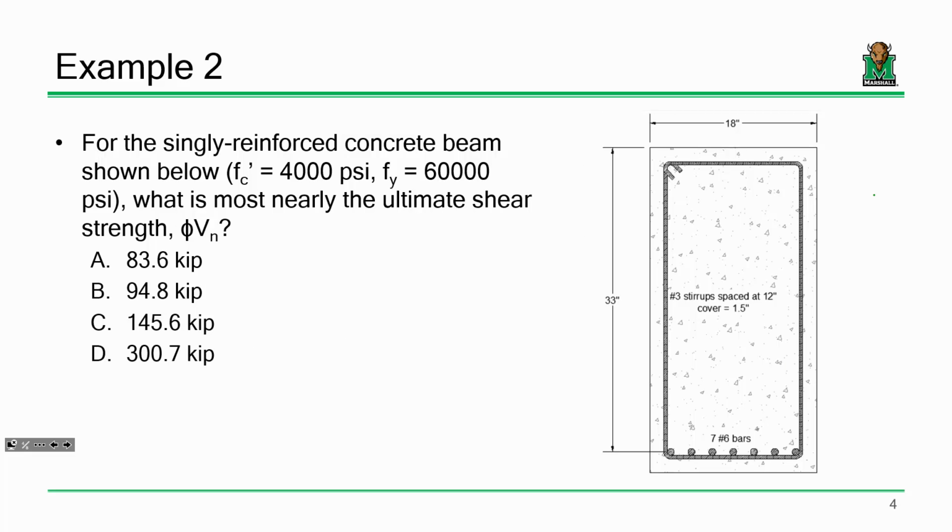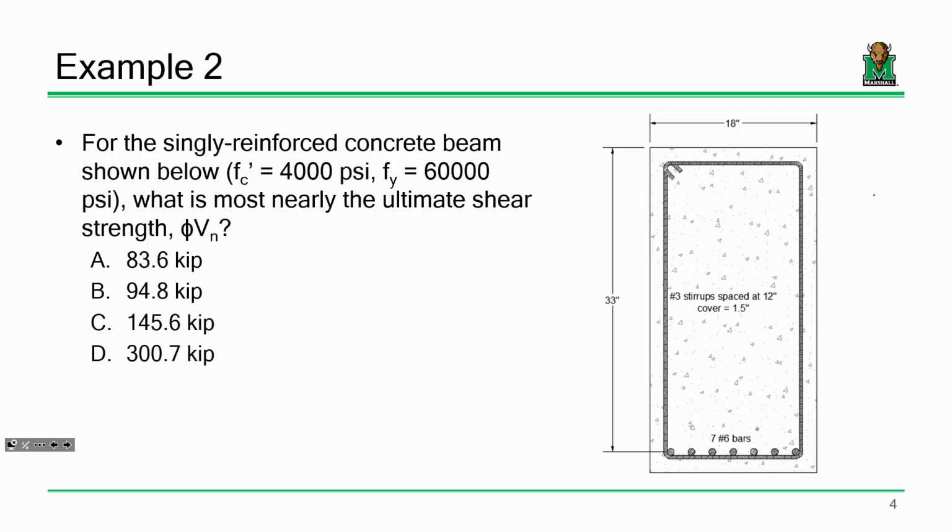Okay, so let me review this problem really quickly. This is a pretty straightforward problem. There's really one big point I want to make about it. You have a singly reinforced concrete beam. f'c is 4,000 psi, fy is 60,000 psi. Looking at the beam diagram, we have a width of 18 inches and effective depth of 33 inches.